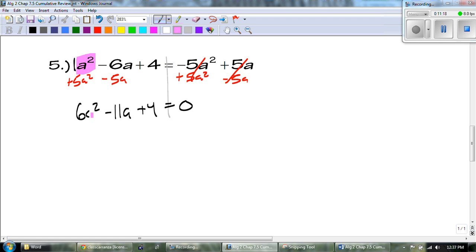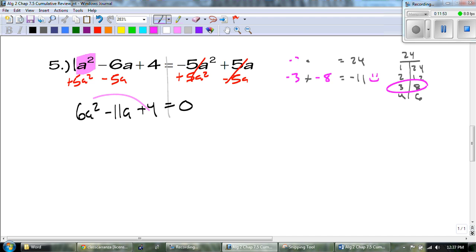All right, so 6 times 4 is 24. So numbers that multiply to get to 24, but add to get to negative 11. 24 is a tricky one. There are lots of factors, so I'm just going to write them all down. 1 and 24, 2 and 12, 3 and 8, 4 and 6. So which one's going to get us to negative 11? Yeah, 3 and 8. Okay, it's got to be negative 3 and negative 8, so that works for the top. Does it work for the bottom? Does it work for the top? Yep. All right, so we got to factor this.